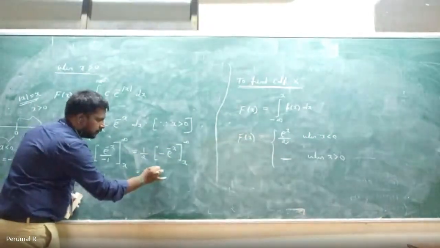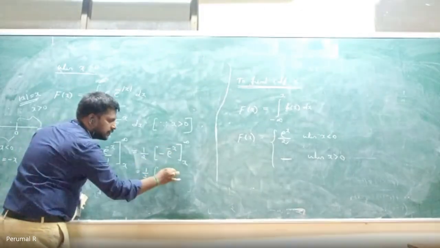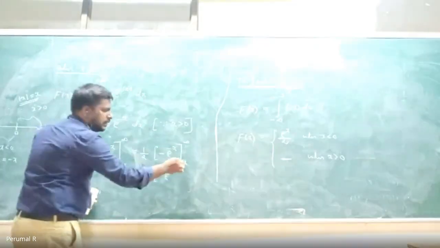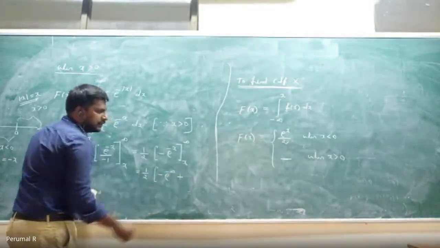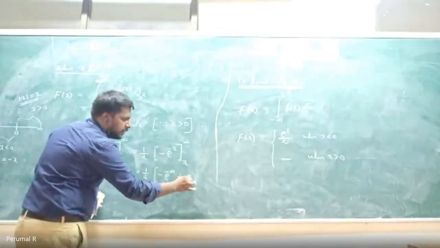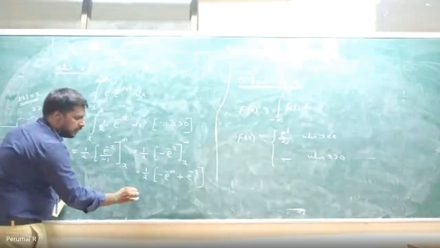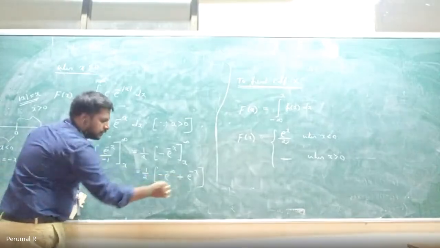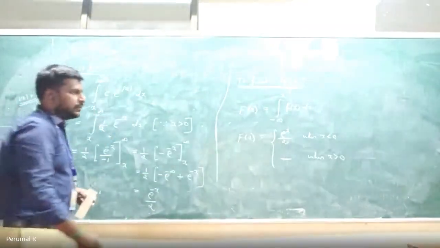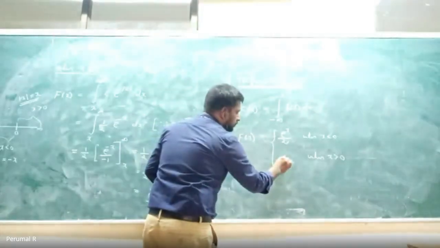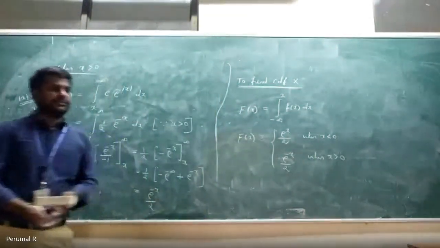So 1 by 2. Here minus e to the power minus infinity, that is your upper limit. Now substituting your lower limit, already having a minus sign, that becomes plus. You can replace x by x, therefore e power minus x. So e power minus infinity is 0. Therefore you are getting e power minus x by 2. So this is your value for the cumulative distribution function for x greater than 0.